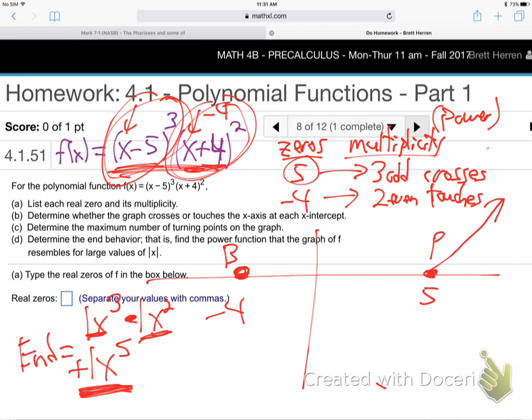That will dominate if you go far enough to the right. Plug a big enough x in, he wins over any other terms, right? He's the most powerful term. Okay, so we can kind of do the graph a little bit here.